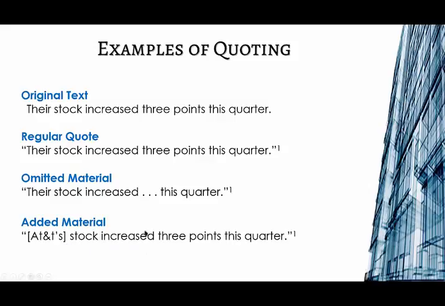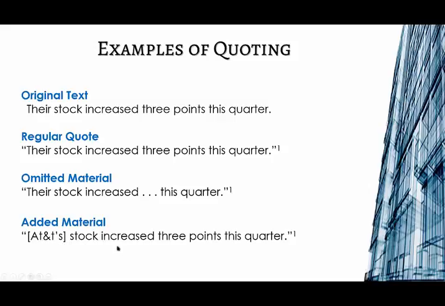Sometimes you have to change a word, like the verb tense of a word, so that it fits grammatically with your sentence. So you could do that. You could change the verb tense, but again, you would have to enclose that in square brackets. Basically, any time that you make an addition or modification to the quote, it should be in square brackets. That tells the reader that it's yours.